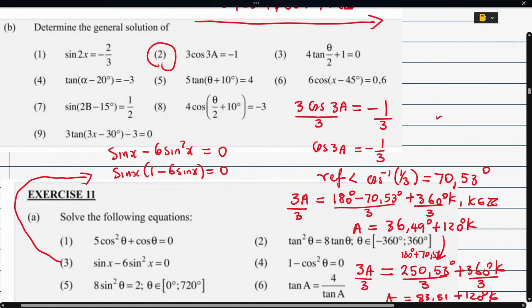Okay, I think yes, we are together. Then now you can say sin x is equal to 0 or 1 minus 6 sin x is equal to 0. Therefore, 1 is equal to 6 sin x, right? Now you divide both sides by 6. Therefore, sin x is equal to 1 over 6. You see, then you can use the general solution like the way I taught you on this one and this one.